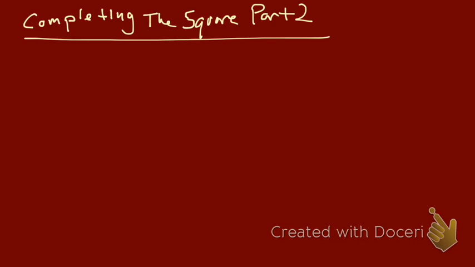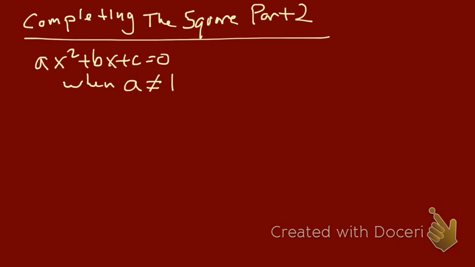In this video we're going to try to solve quadratic equations by completing the square where the leading coefficient of x squared is not 1. So we're going to be looking at solving ax squared plus bx plus c equal to 0 when the a value does not equal 1. In the last video we only solved quadratics by completing the square where a was 1. So let's take a look at an example together.